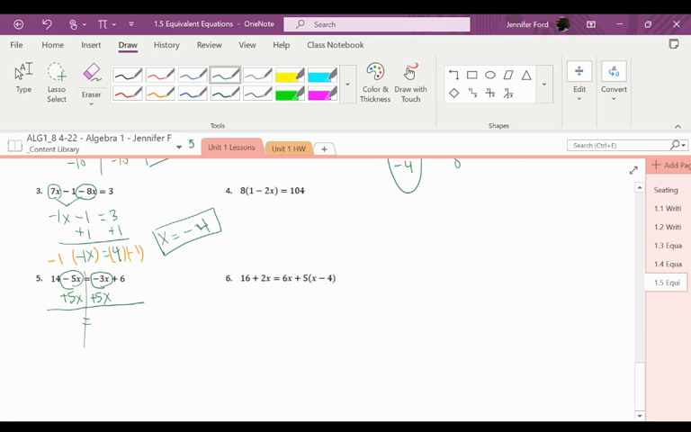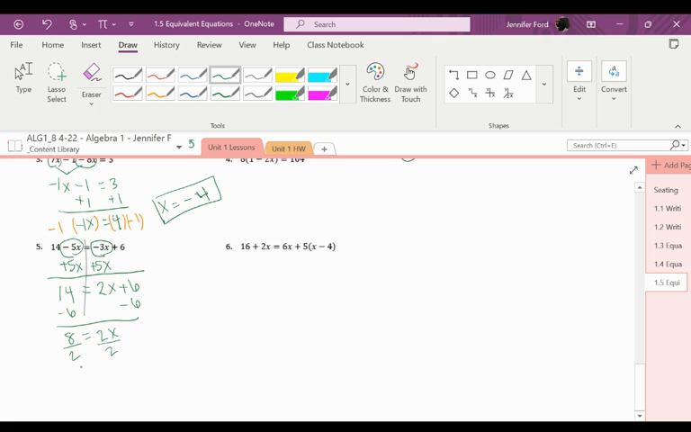You don't have to keep a positive coefficient. I just make fewer mistakes that way. So 2x plus 6. And on this side, I have 14. I'm going to subtract 6 on both sides. So I have 8 is 2x. Divide both sides by 2. X equals 4.